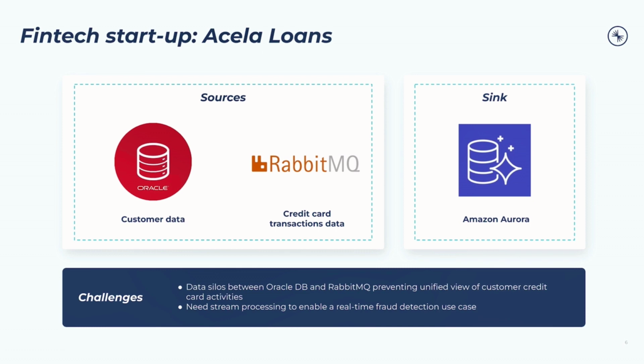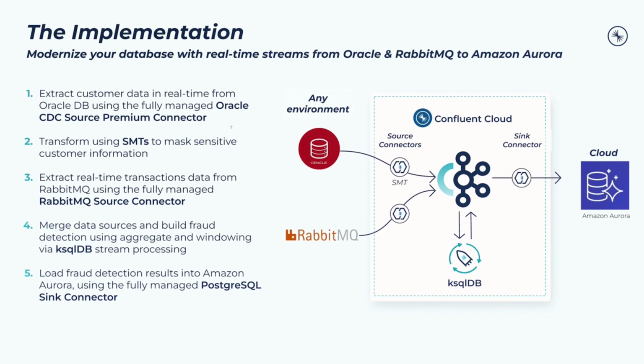Second, they'll need stream processing in order to build a real-time application for fraud detection. Using Confluent, we can build and scale real-time hybrid and multi-cloud data pipelines that move data from any source environment to the cloud database of your choice. Let's go through an overview of our implementation steps.